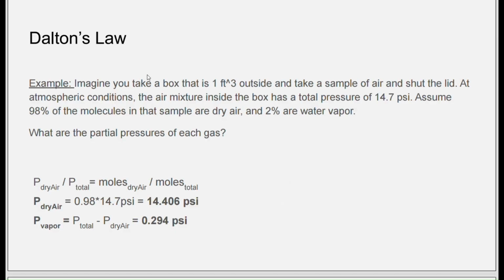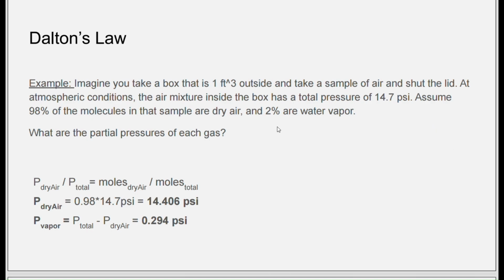Here's another quick example. So if you've got that same box that's a cubic foot, you shut the lid on it. Imagine it's 14.7 psi, just like the last example we talked about. But now, instead of just being pure dry air, assume 98% of it is dry air, and then the other 2% is from water vapor, or H2O in gas form. So what are the partial pressures of each gas?